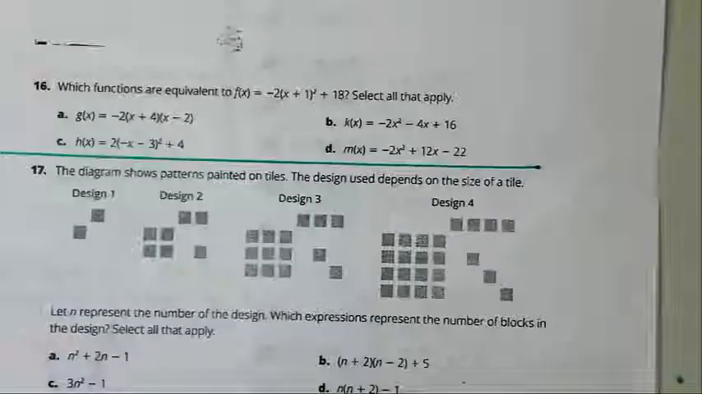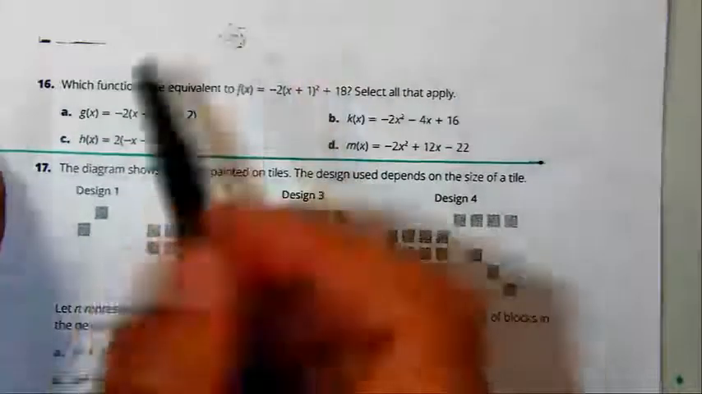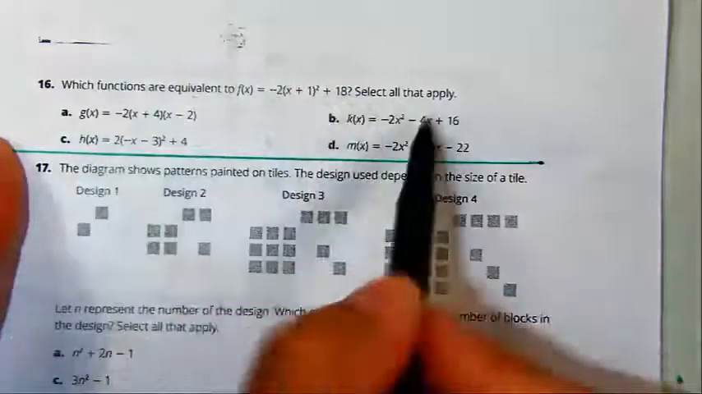I love math. Alright, question number 16. Which functions are equivalent to one of these below?